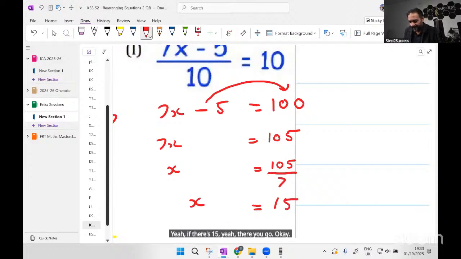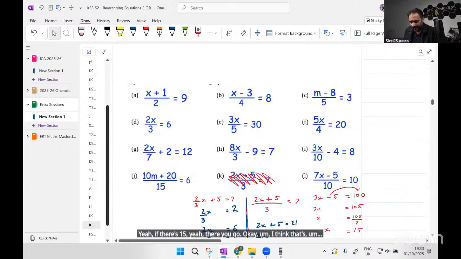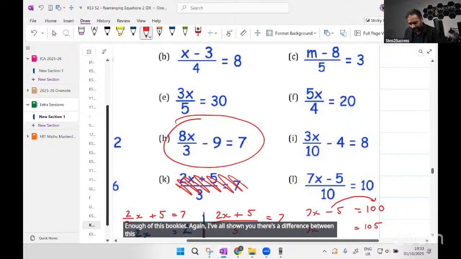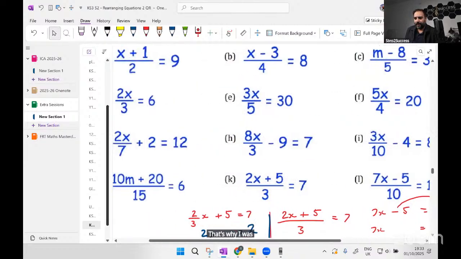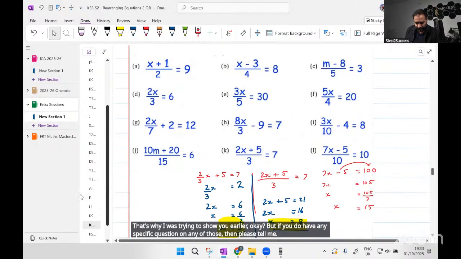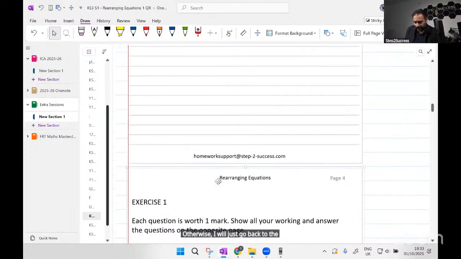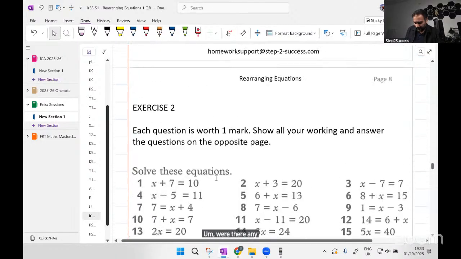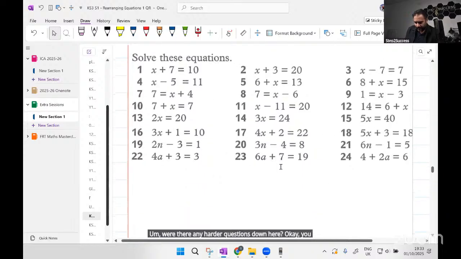Okay, I think that's enough of this booklet. Again, I've shown you there's a difference between this question and the question where you have a bigger line. That's what I was trying to show you earlier. If you do have any specific question on any of those, then please tell me. Otherwise, I will just go back to this one, which is a little bit easier. Are there any harder questions down here? Okay, you had the same things over here.